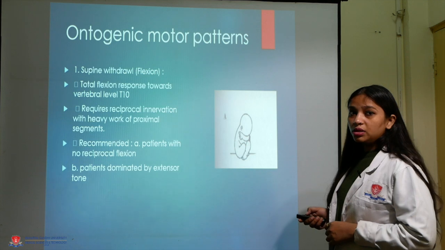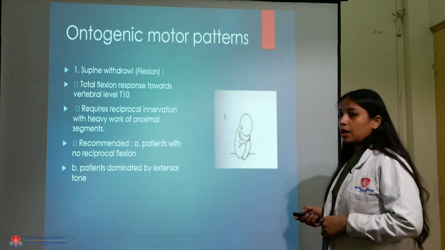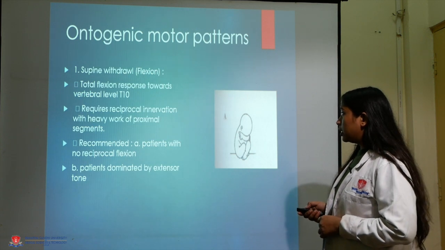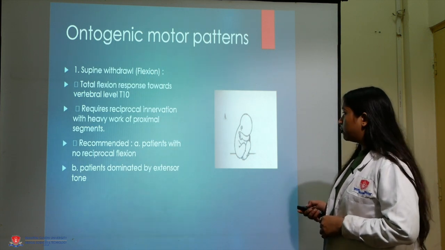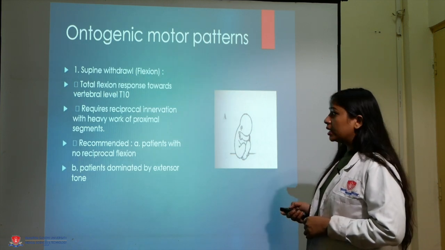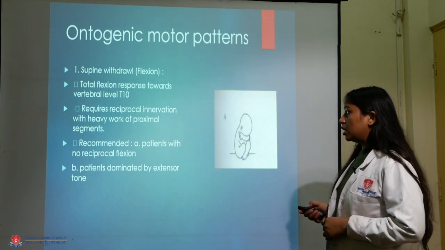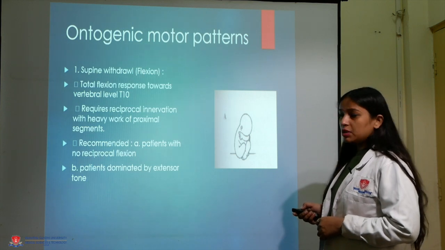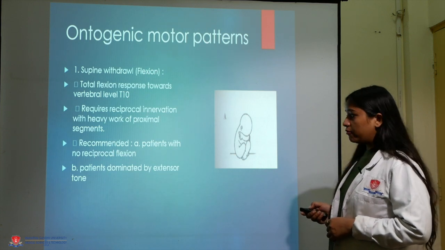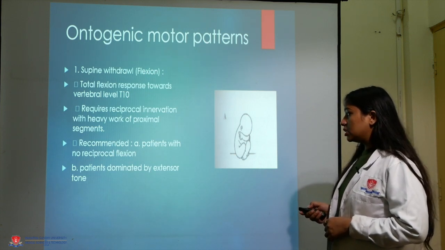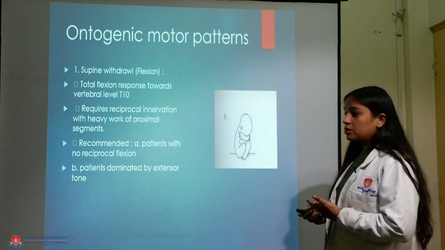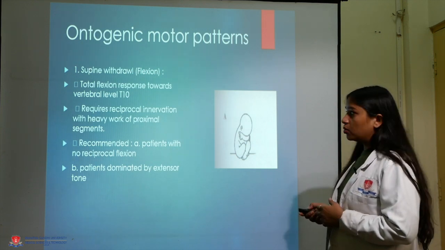So what are ontogenic motor patterns described by the Rood approach? First is supine withdrawal. It means total flexion of the body, a total flexion response toward vertebral level T10. It requires reciprocal innervation with heavy work of the proximal segments. It is recommended for a patient with no reciprocal flexion, and for patients dominated by extensor tone. So it will help patients having extensor tone.